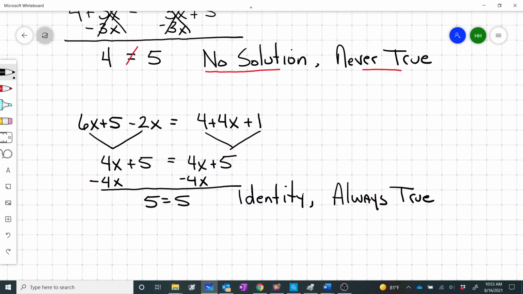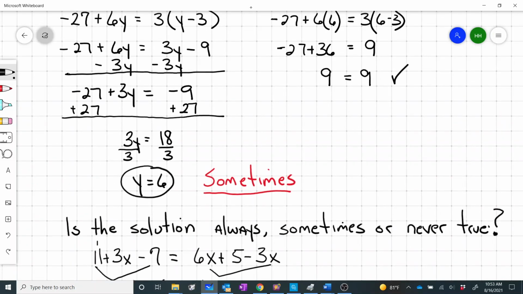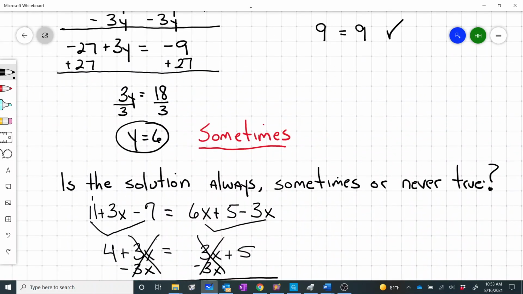Alright. If you're working through your problem and it ends up being a normal problem where you get an answer for it, okay? Y equals 2, x equals 1, all right? You finish the problem, you get an answer. You know it's the right answer because you checked it. Well, that is going to be a sometimes answer, all right? If the question is, is the solution always, sometimes, or never true? If that's what you're asked, and you get a regular answer, then that solution is sometimes true. Confusing, I understand.